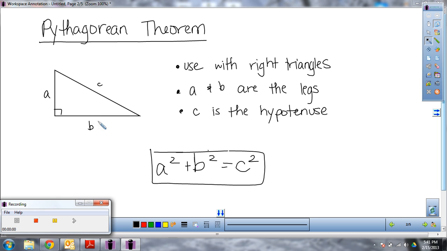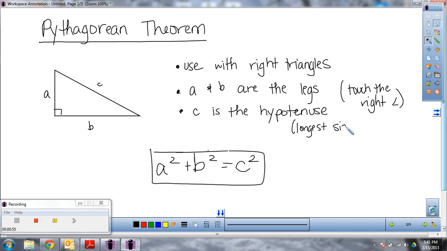A and B in the Pythagorean theorem represent the legs of the triangle, which A is the leg here, B is the leg here. They are the sides that touch the right angle. And C is the hypotenuse. It is the longest side, and it is the side across from the right angle. So we can see that it is not touching the right angle.